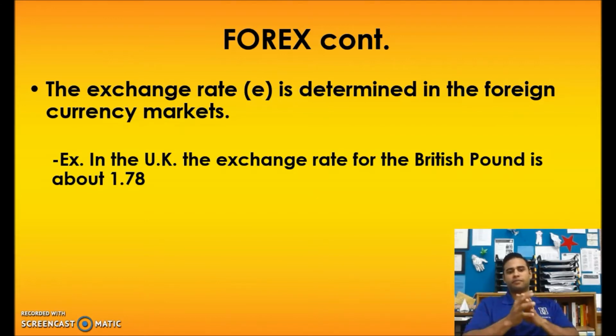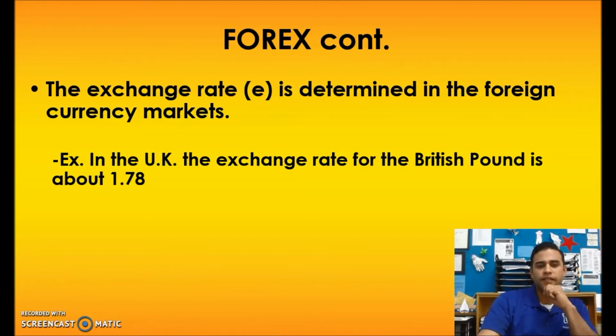So here's my example. In the UK, the exchange rate for the British pound is about $1.78. Okay, so this is the US dollar versus the pound. And what this is telling us is that it would take me $1.78 to buy 1 British pound. Okay. So the exchange rate is the cost of purchasing a foreign currency.